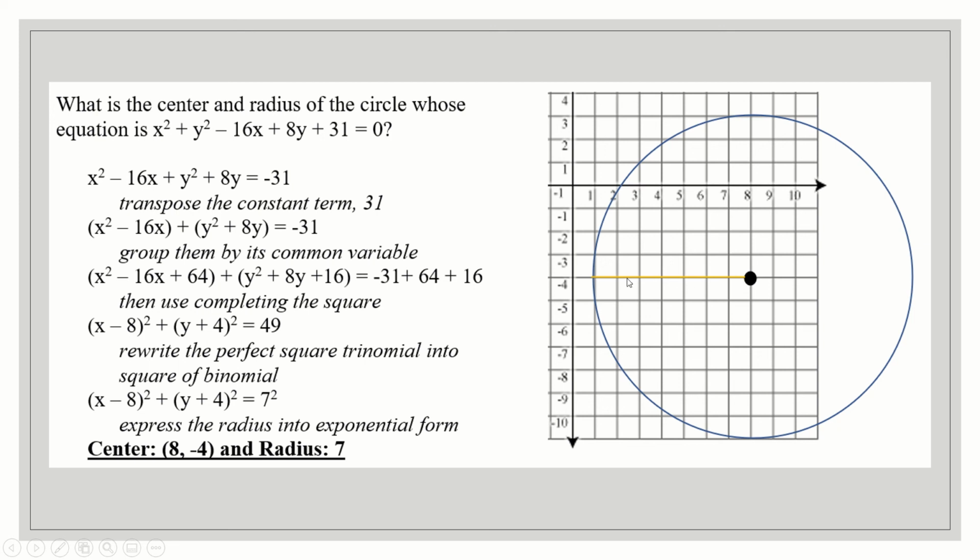Then, papunta sa, dito sa point na to, 1 comma negative 4. Kung saan na ang magiging distance niya sa center ng circle ay 7. Okay? Kung bibilangin natin yan, bibilangin natin unit ng distance ay equivalent siya sa 7. Then gagamit tayo ng appropriate na tool para makagawa tayo ng circle.